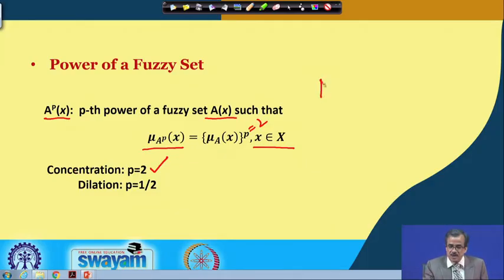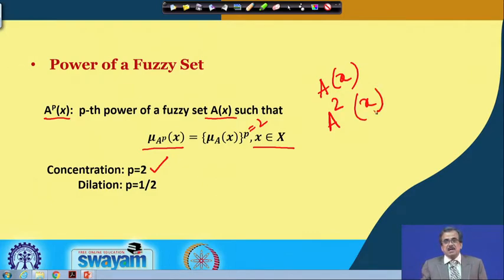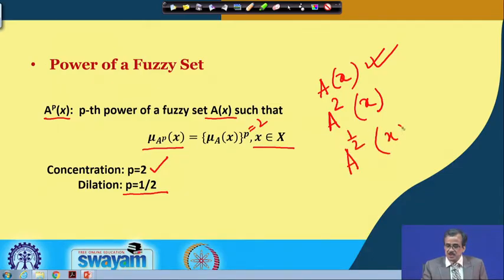For example, say I have a fuzzy set A(x). If I ask you to find the concentration of this fuzzy set, you will have to find A raised to the power 2 of x. This is nothing but the concentration of a fuzzy set. On the other hand, if I set p equal to half, that is called the dilation of a fuzzy set. For the fuzzy set A(x), if I ask you to find the dilation, that is nothing but A raised to the power half of x.